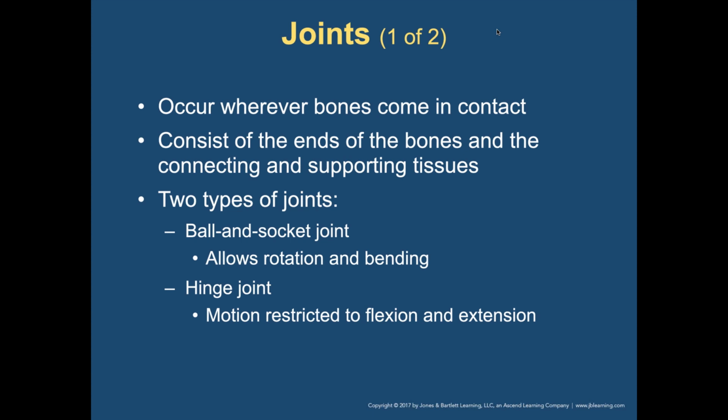There's 2 types of joints that you're going to deal with. You have your hinge joints, which are like your elbow and your knee. This allows for rotation and bending. And you also have your ball and socket joint.